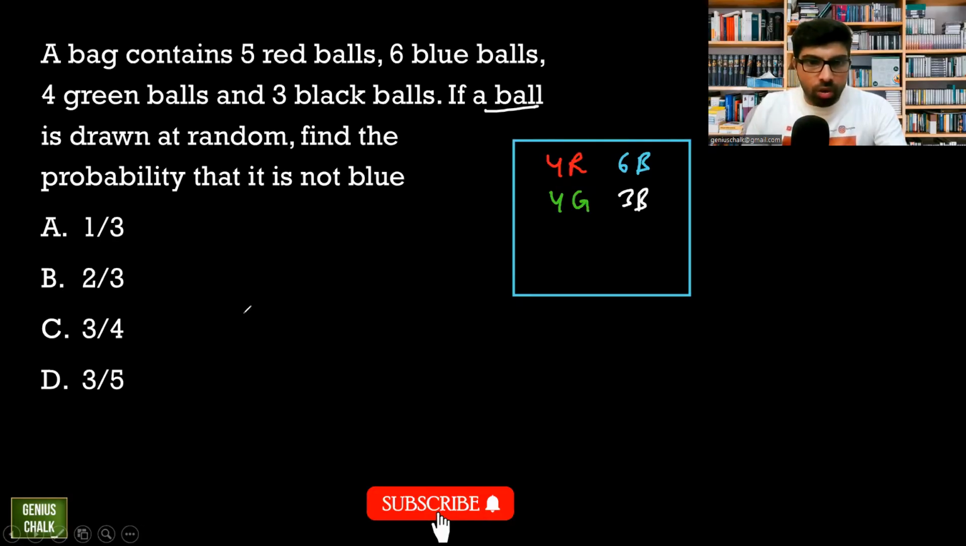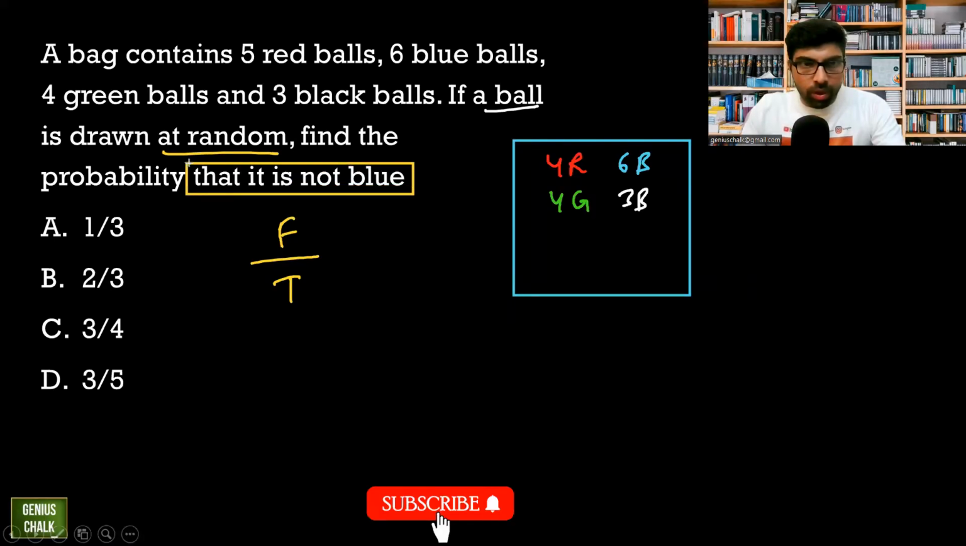If a ball is drawn at random, find the probability. What is probability first? Favorable cases by total cases. And the case is that it is not blue. It is not blue. That means it cannot be blue.